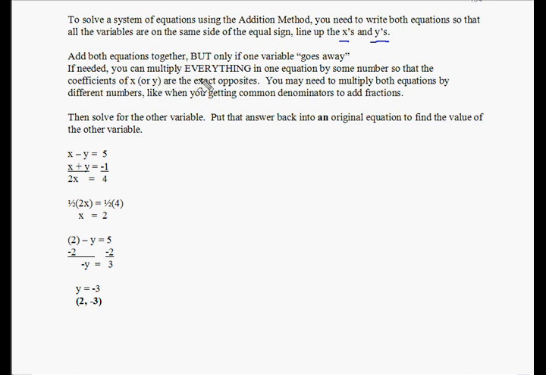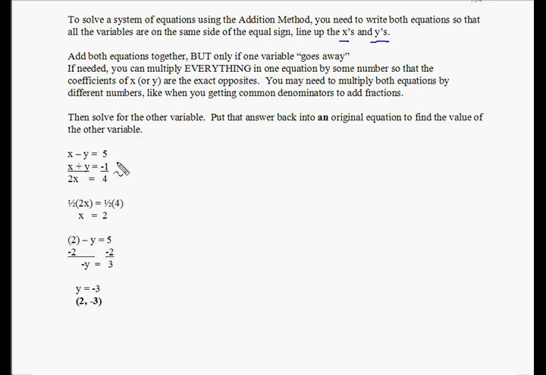If needed, you can multiply everything in one equation by some number so that the coefficients of x, or y, are exact opposites. You may need to multiply both equations by different numbers, like when you're getting a common denominator to add fractions. Then solve for the other variable, put that answer back into the original equation, and find the value of the other variable.